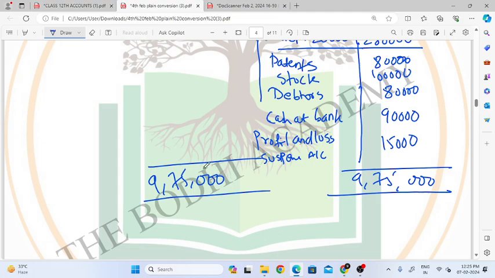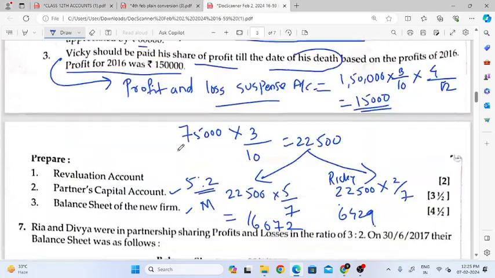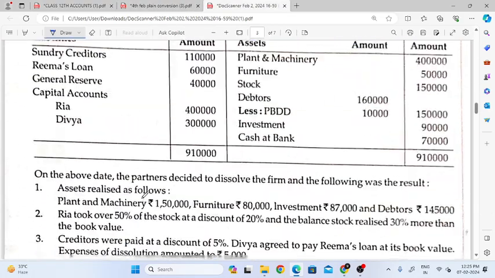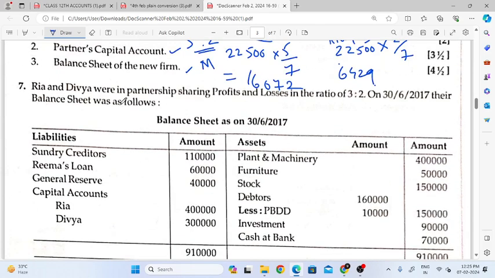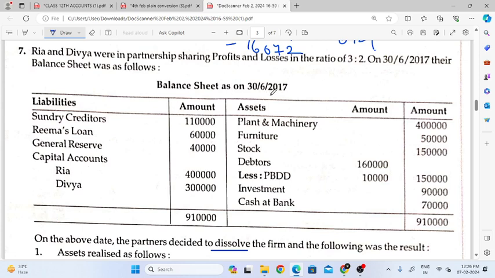Okay, moving next to the question of dissolution. Ria and Divya are partners sharing profit and losses in the ratio of 3:2. On 30th June 2017, their balance sheet was as follows. Balance sheet as on 30th June 2017.